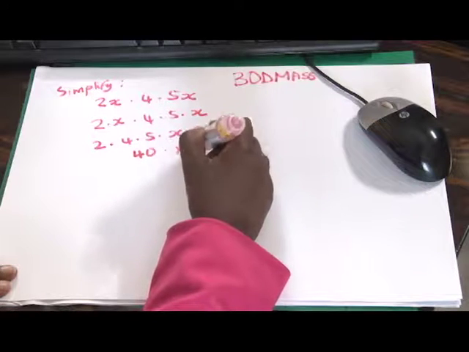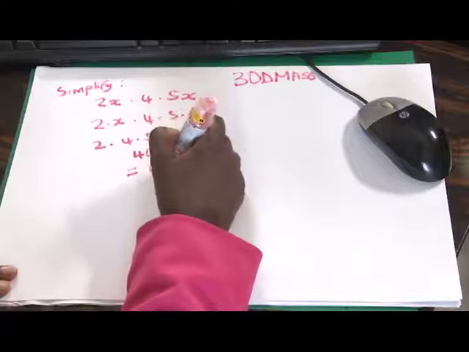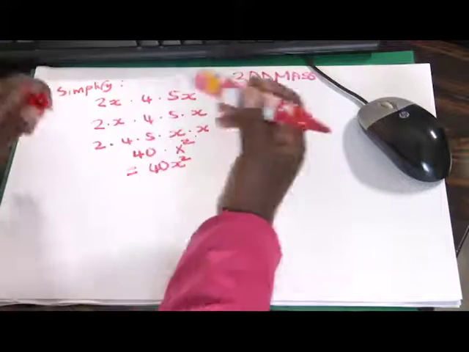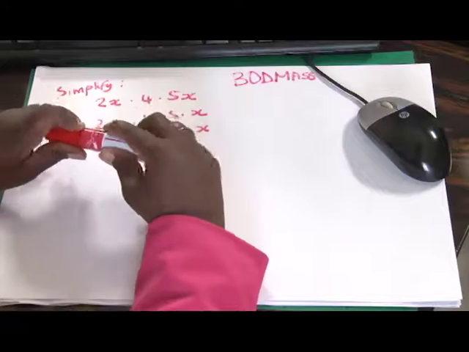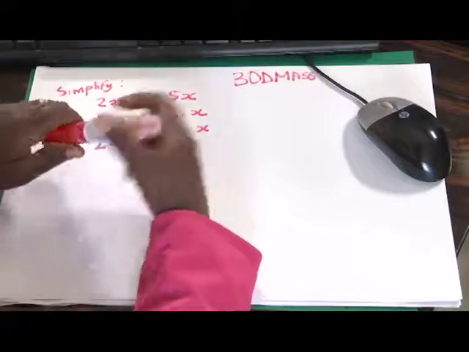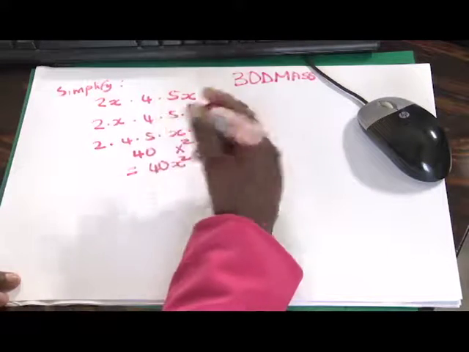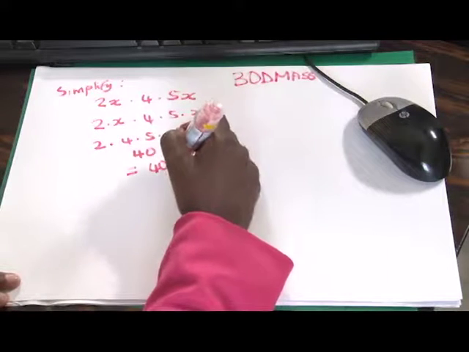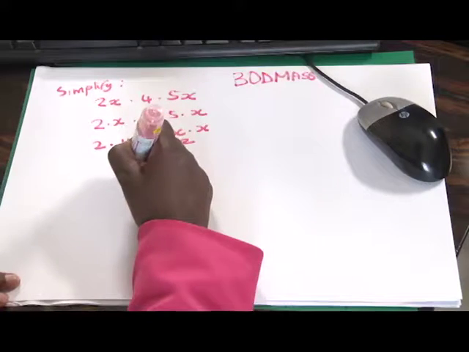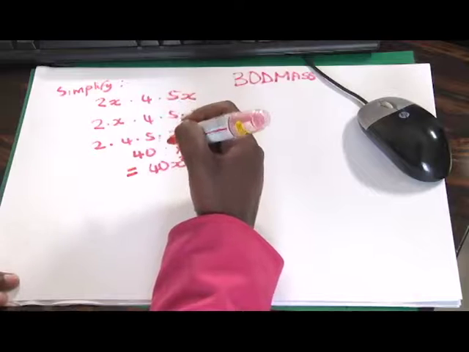Then here we have simplified our expression. It is 40x squared. I took this example so that you see, firstly, we need to rearrange and put in the right order. Then we follow BODMAS. Then we follow the whole process, which is following the basic operations, which is following BODMAS, even in simplifying algebraic expressions.